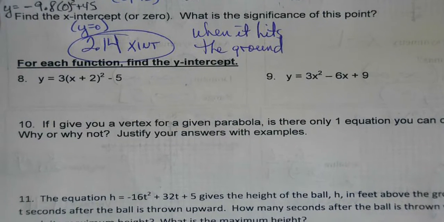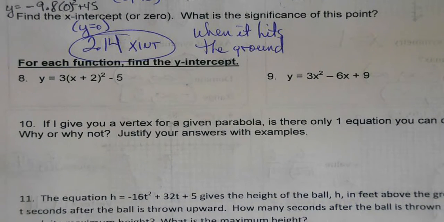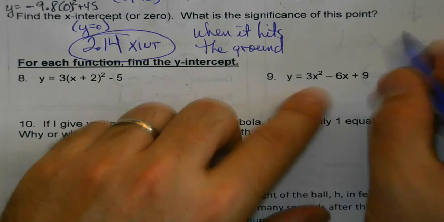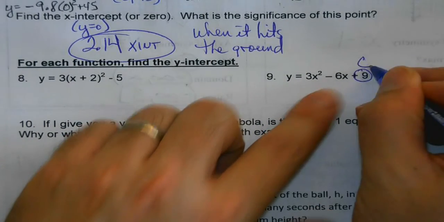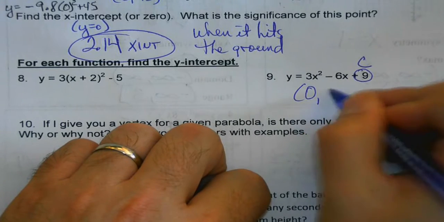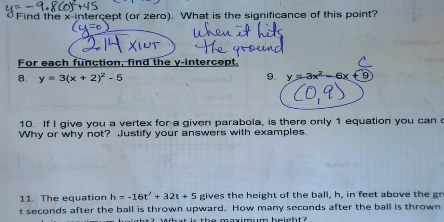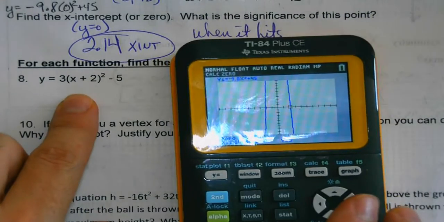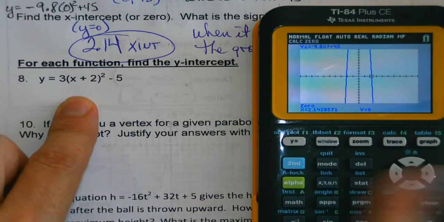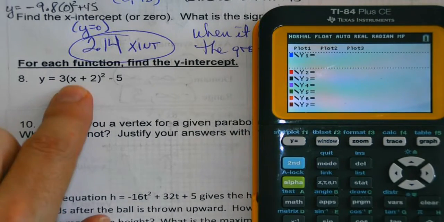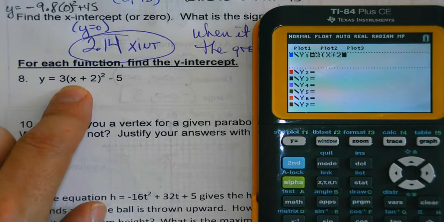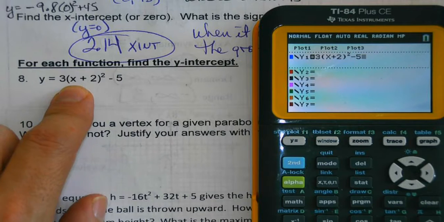All right. For each function, find the y-intercept. Okay. Depends on how it's written. If it's in standard form, you can just use your c-value. Or if I forget, I can look it up on the chart. I can do the same thing on this one. Don't make life hard. Because there's two ways I can actually do this one. That's the cool thing. There's a lot of different ways you can do it. You just got to find one you can remember.